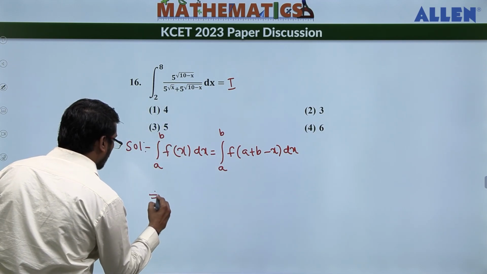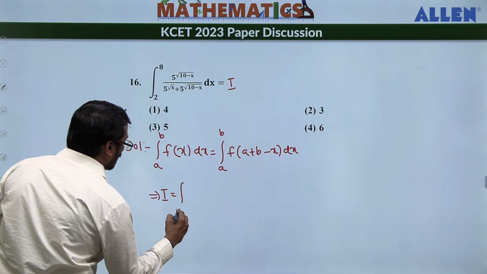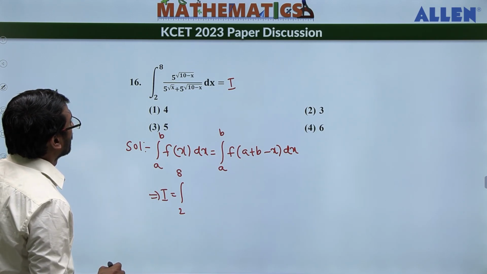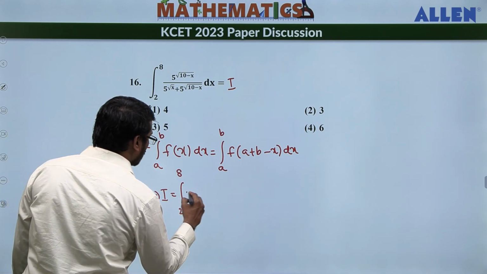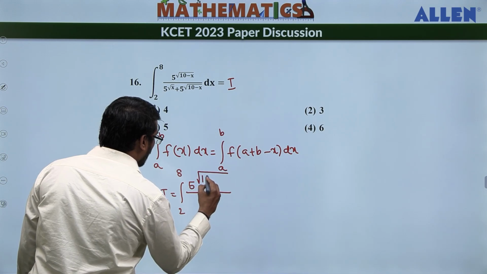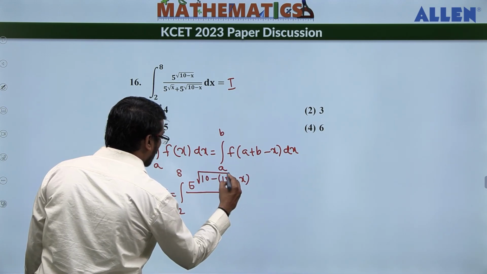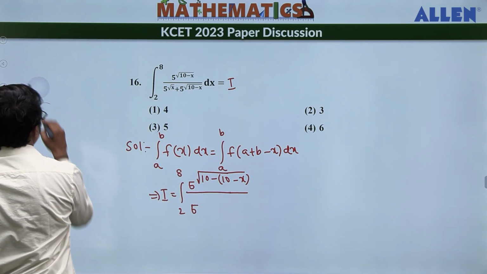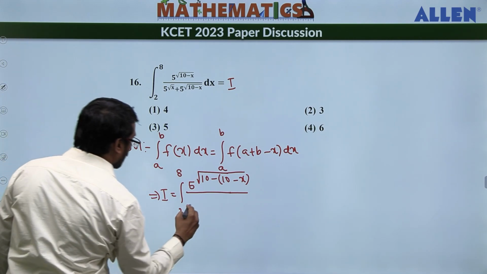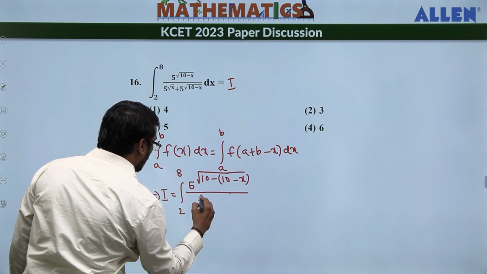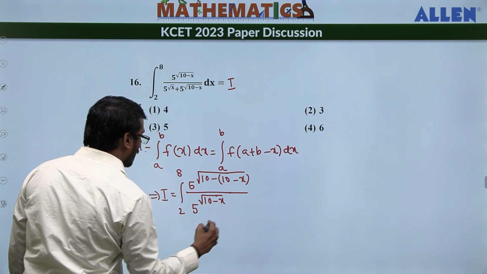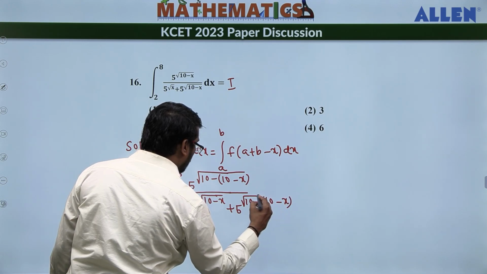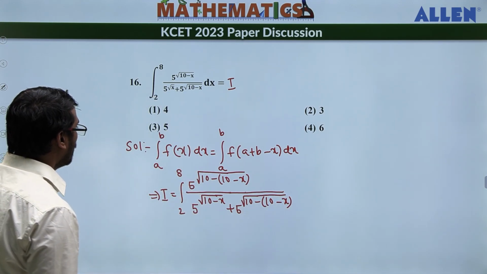So, what is I? Integral 2 to 8, 5 to the power root of 10 minus x, in the denominator 5 to the power root of 10 minus x plus 5 to the power root of 10 minus (10 minus x), dx.